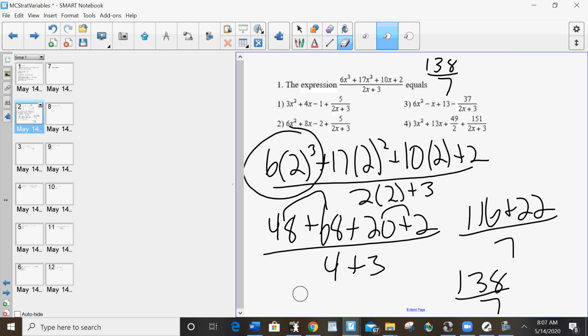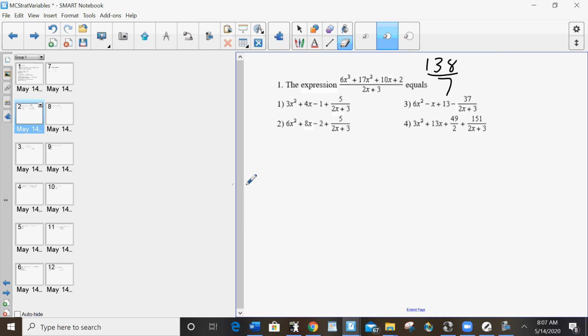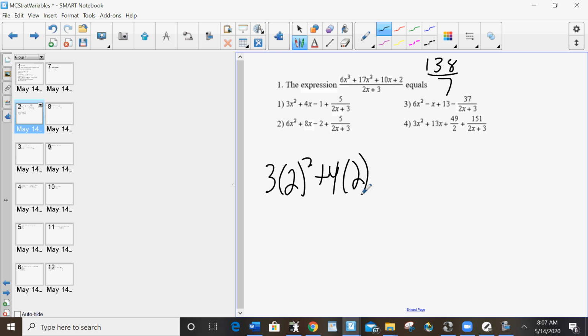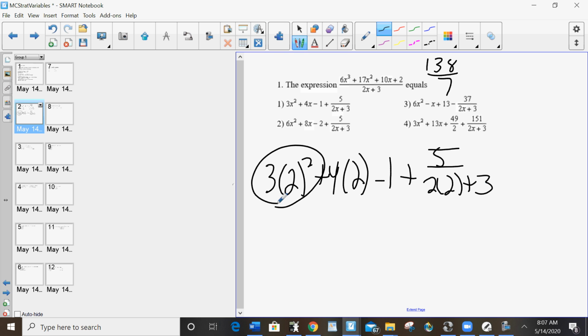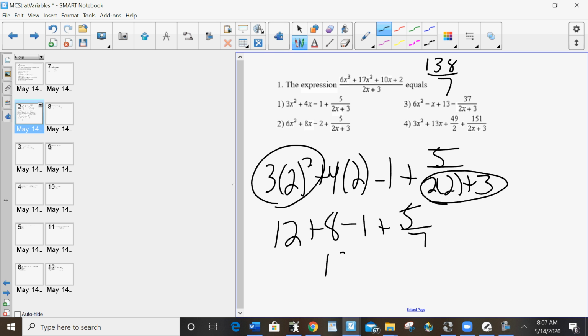Now I'm going to substitute that same value that I just chose, 2, into each answer. I'll go into choice 1. 3 times 2 squared plus 4 times 2 minus 1 plus 5 over 2 times 2 plus 3. 2 squared is 4 times 3 is 12 plus 8 minus 1 plus 5 over 2 times 2 is 4 plus 3 is 7. That's 19 plus 5 over 7.